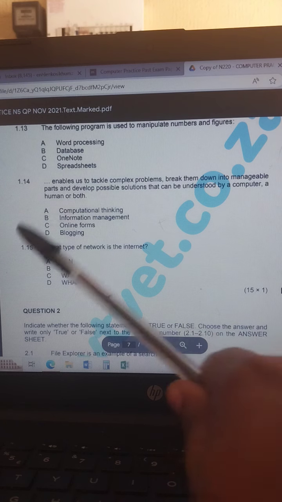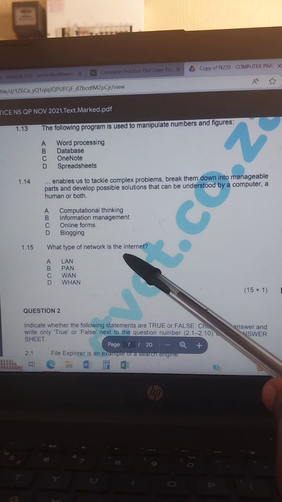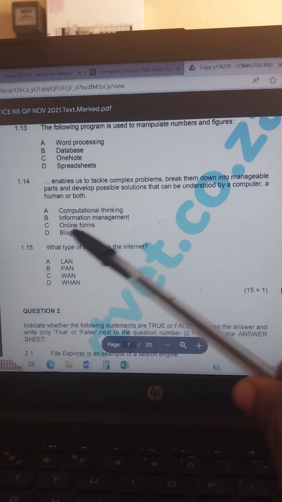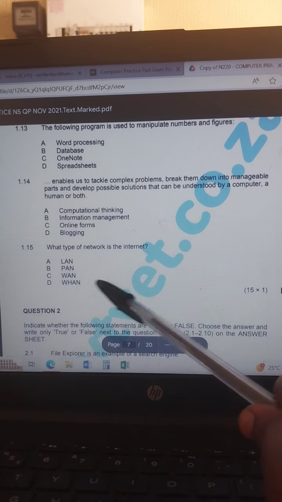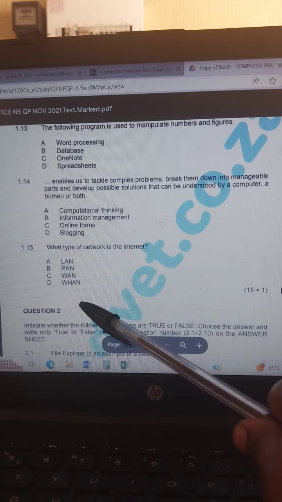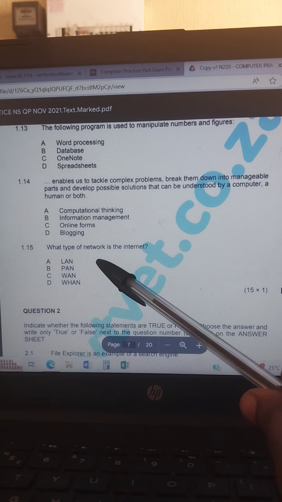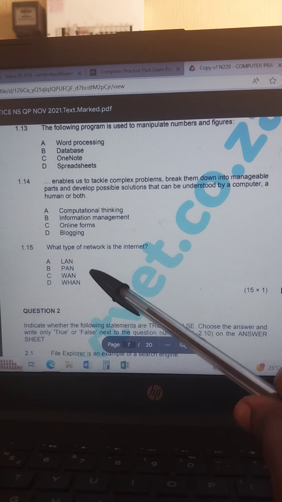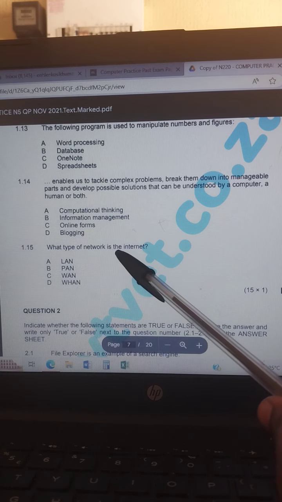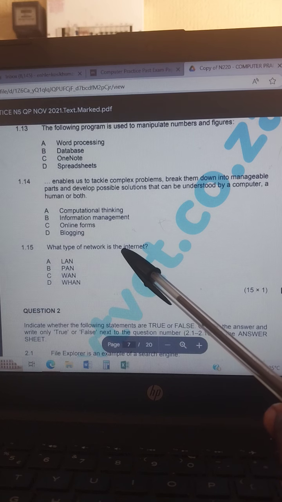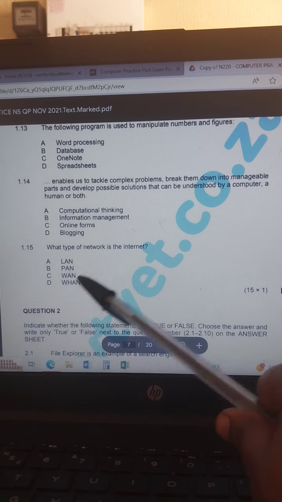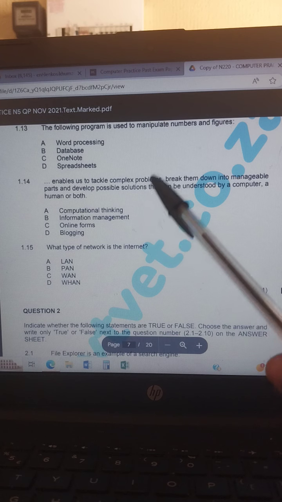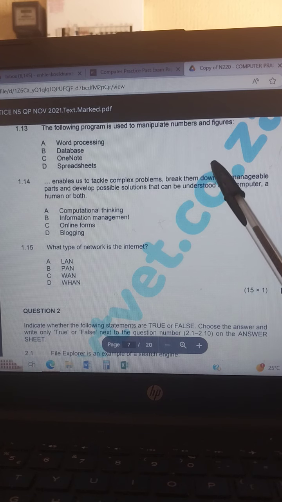Then the last one is, what type of network is the internet? Is it LAN, PAN, or WAN? So here the type of network the internet is, it's C. So that's it for today.